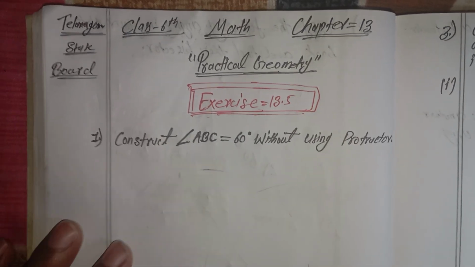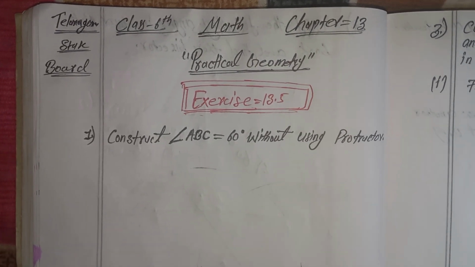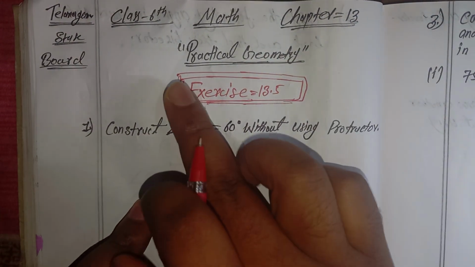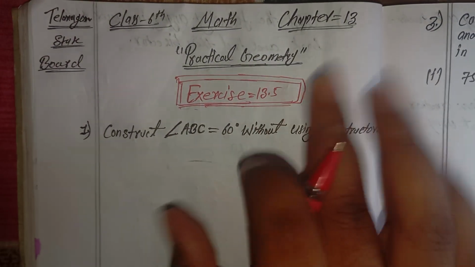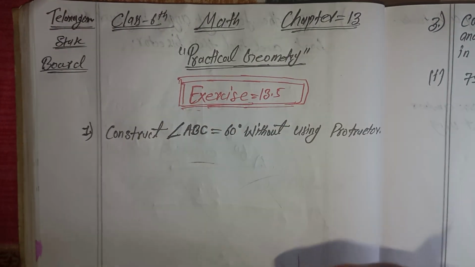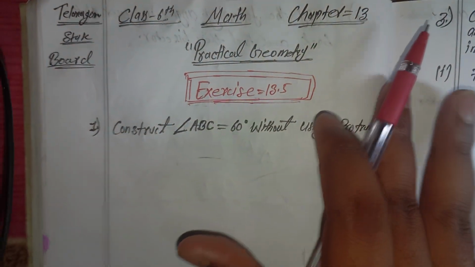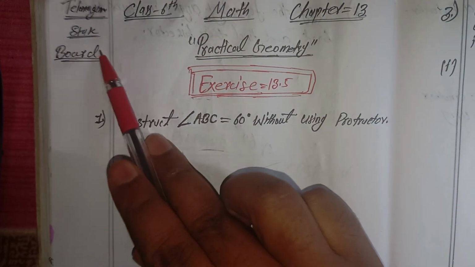Hi, this is Priyanshu. In today's video, we are going to talk about our class 6th mathematics chapter 13, practical geometry, exercise 13.5. This is our last exercise of chapter 13, and after this exercise the chapter is going to be over. This is related to the Telangana State Board.